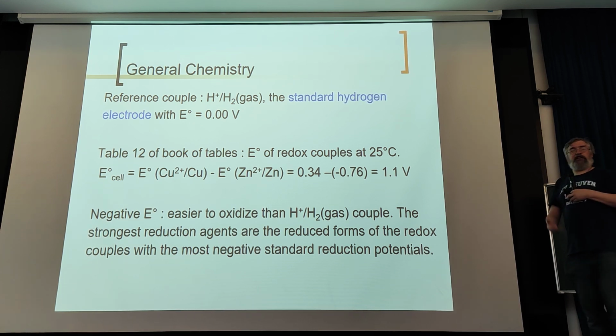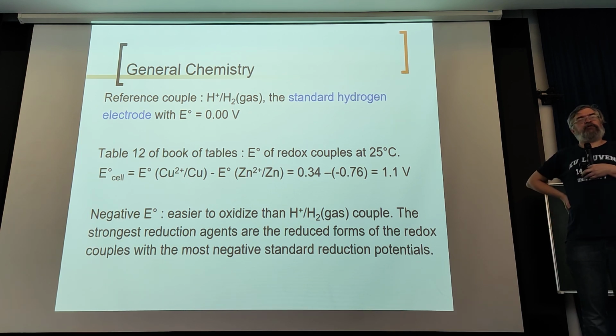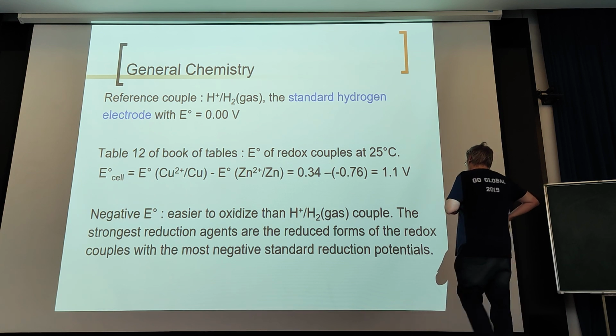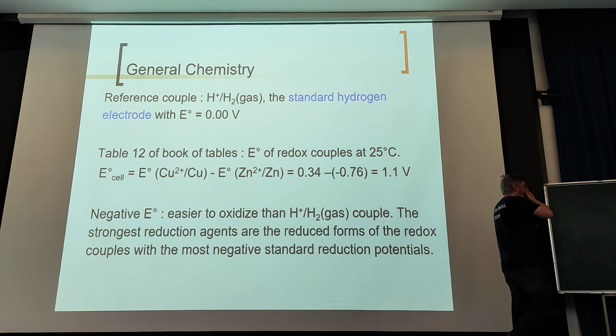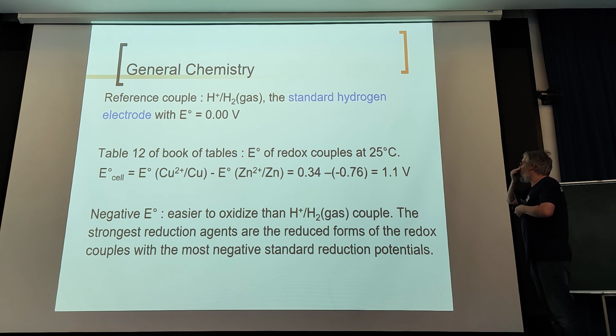On the other hand, zinc has a negative potential for reduction. It's a weak oxidant, while copper is a strong oxidant, because its potential is positive. And now we have to take the difference between these two. This is what we found in the table book, and it's not table 12 in your table book, but table 11.